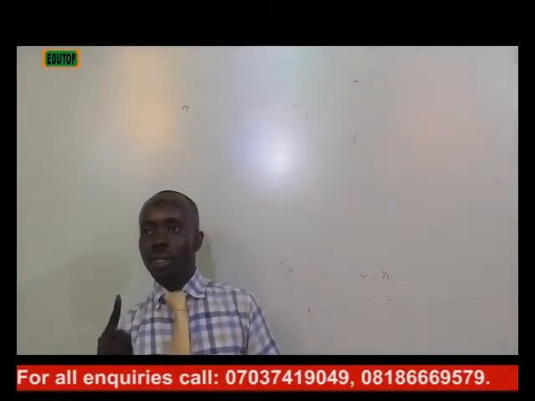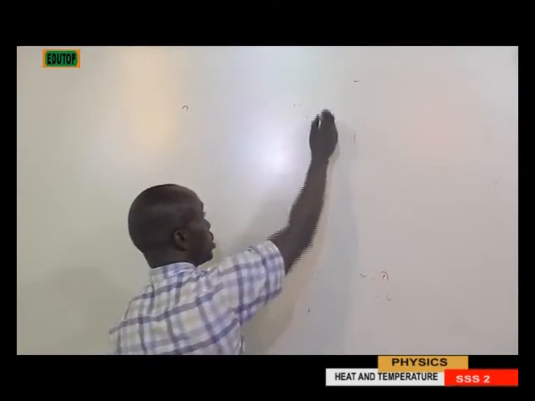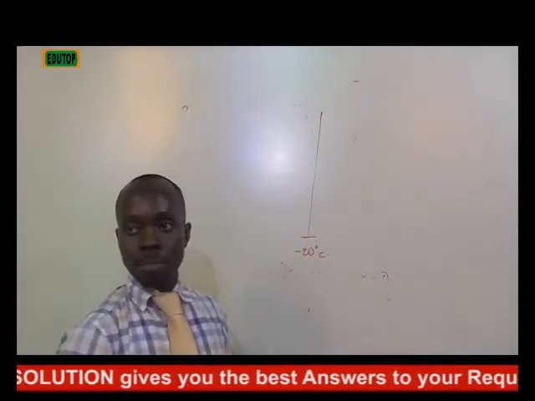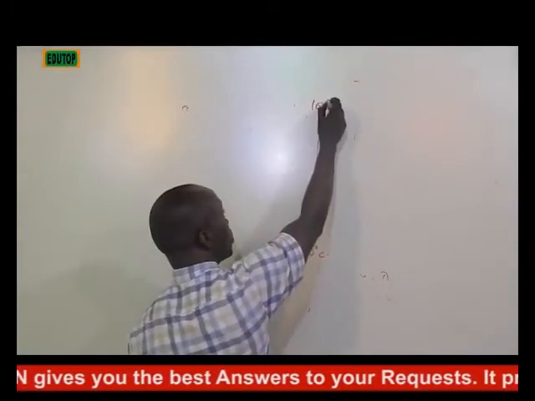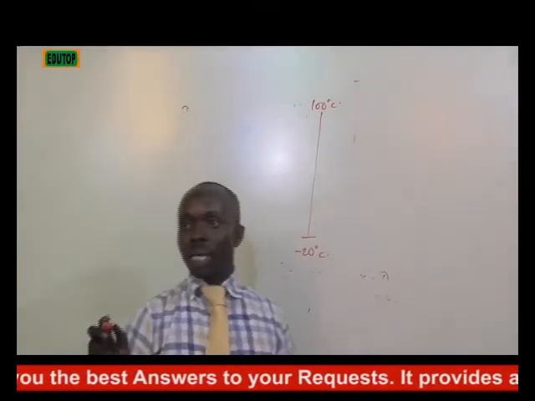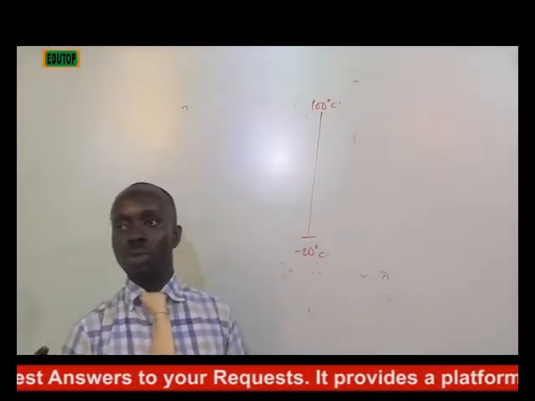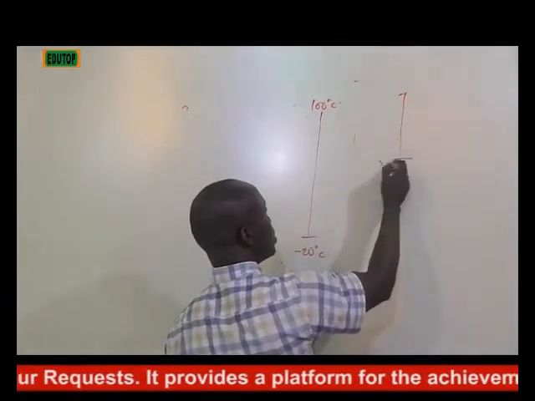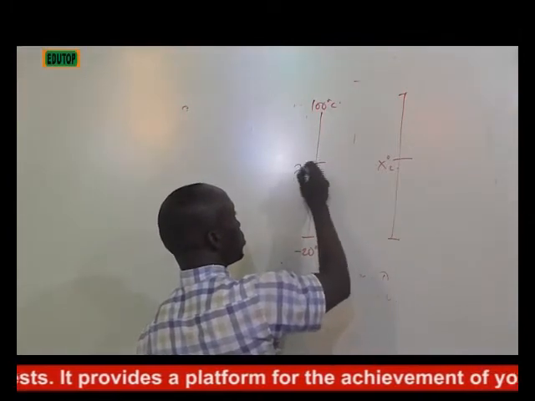The thermometer reads minus 20 degrees at the ice point on the new scale and 100 at steam. They now ask us to calculate the degree Celsius equivalent corresponding to 70 on this scale.